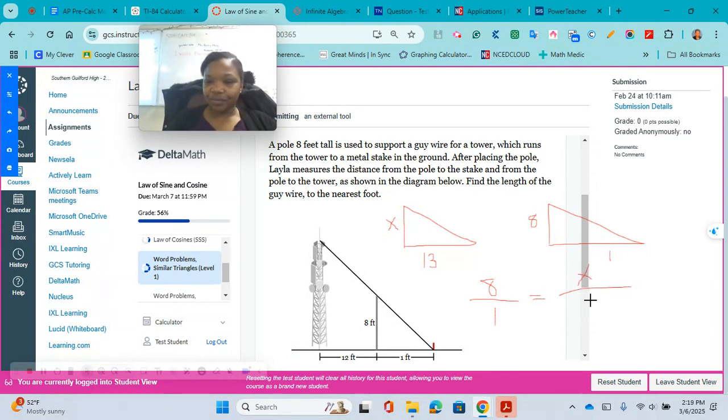Do you cross multiply on this? Yeah, it would be 1x, and then it would be 8 times 13. 8 times 13 divided by 1, or just 8 times 13, because anything divided by 1 is itself. So 8 times 13, that's it. Yep.